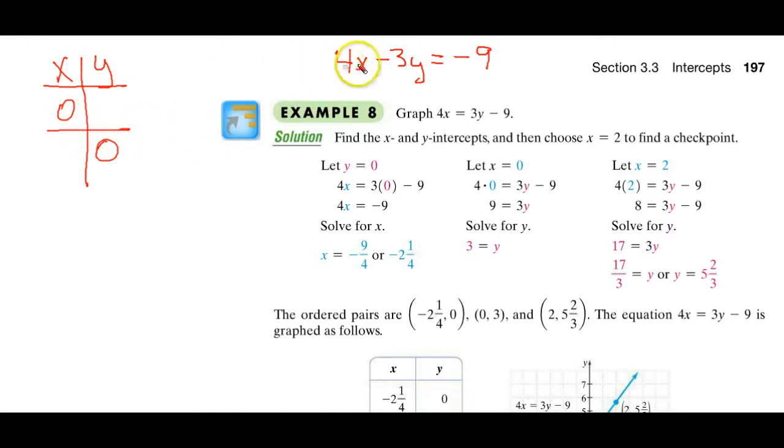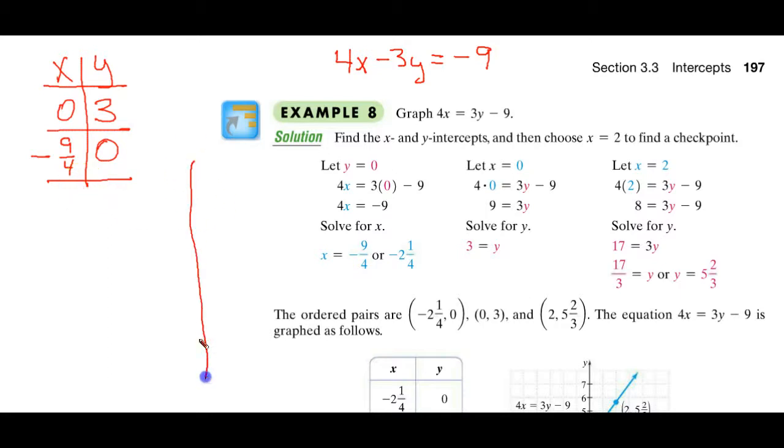So if x is 0, this x here is 0, this is going to be a 3. That's your y-intercept. Now if y is 0, here's where it gets a little tricky. If y is 0, then your x is actually -9/4. So there's your x-intercept. But that's going to be a little hard to plot. But you could still plot it.